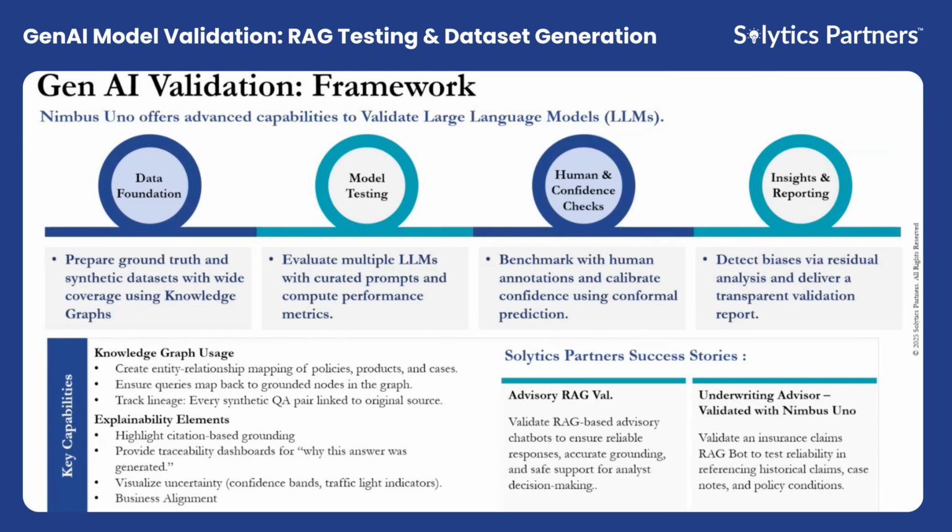The next step involves human annotation and manual review, where selected samples are carefully assessed for accuracy, coherence, and factual correctness. The model response is compared with human confidence scores using a conformal prediction assessment. Finally, insights from these tests are consolidated to generate detailed validation reports, providing a comprehensive view of model performance and compliance.